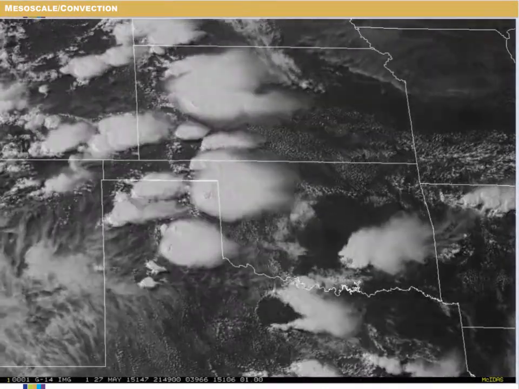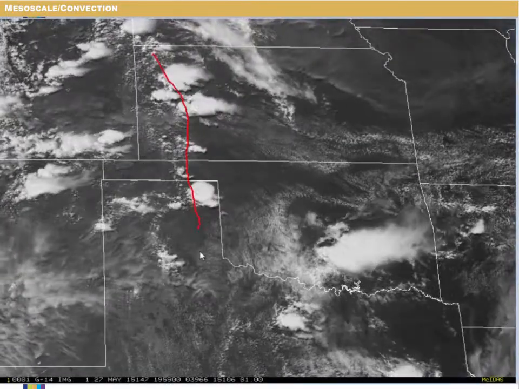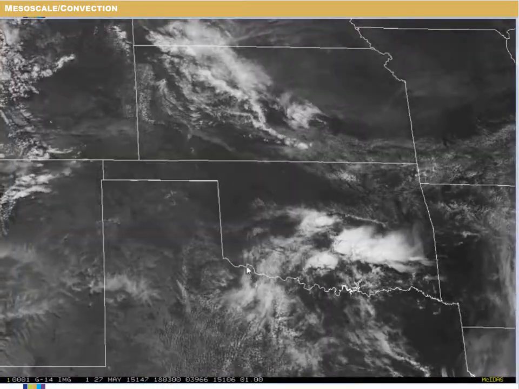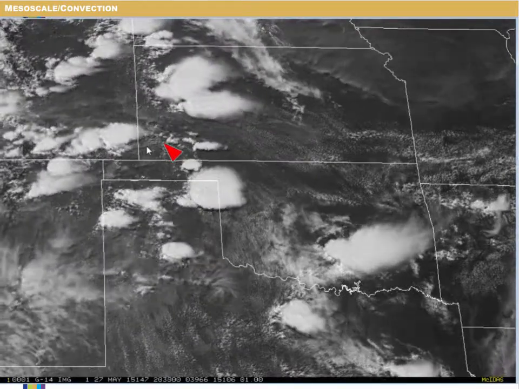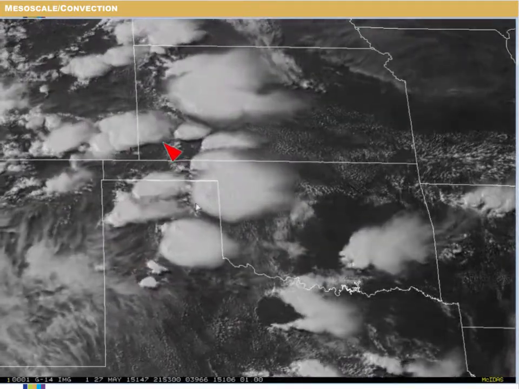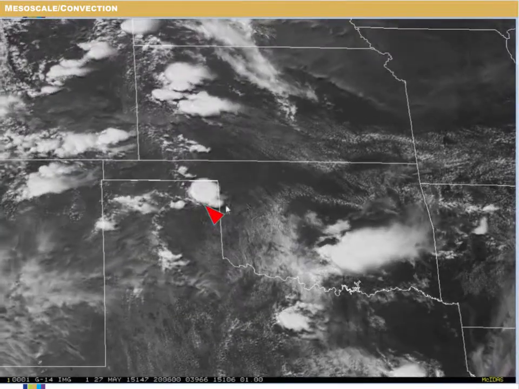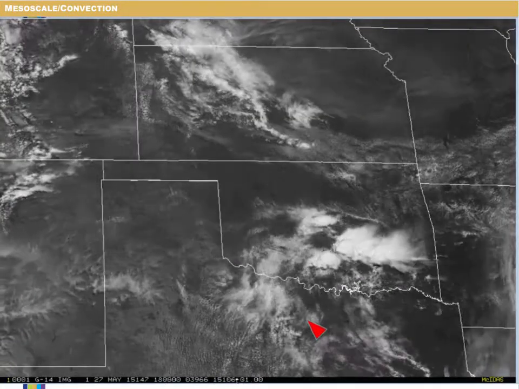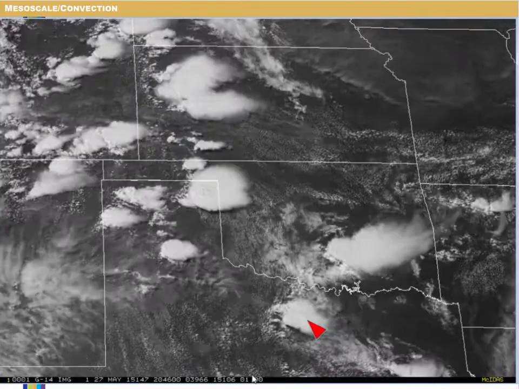In this example, we see a dry line in western Kansas, approximately oriented like so, and we see multiple outflow boundaries that intersect the dry line here in western Kansas. In Texas, we see additional storms along the dry line, as well as an outflow boundary in northern Texas, with additional convection developing around it.